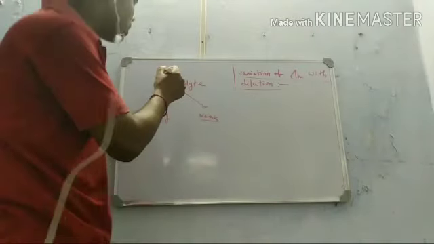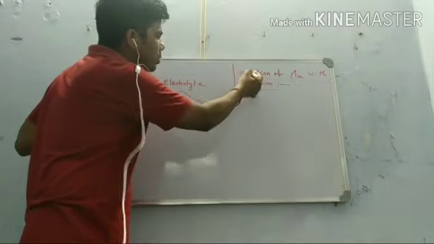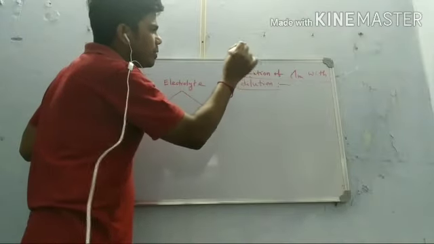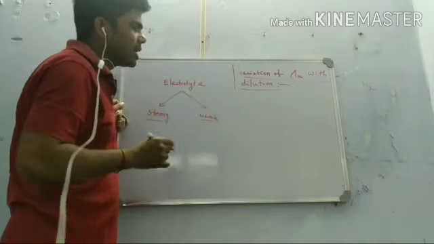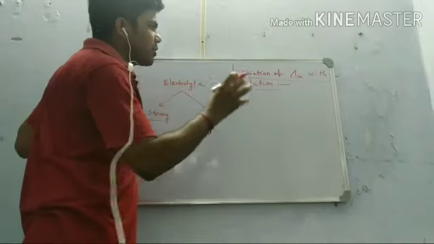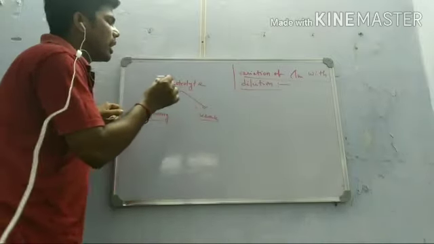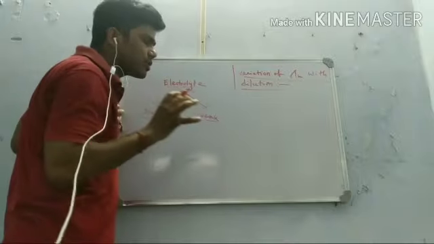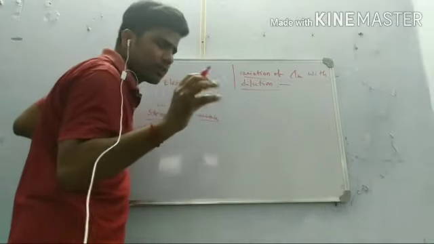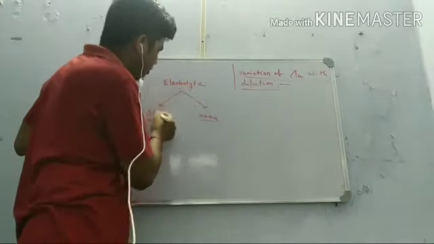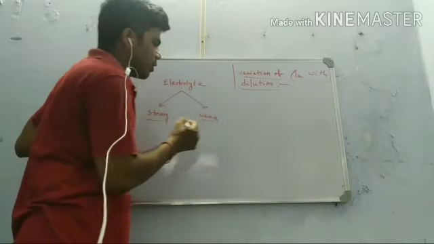Now, just look. When we discuss the variation of lambda m, the molar conductivity of the electrolytic solution, with dilution, the electrolytic solution is a solution which contains some dissolved electrolyte. And this dissolved electrolyte is of two types, strong electrolyte and weak electrolyte.